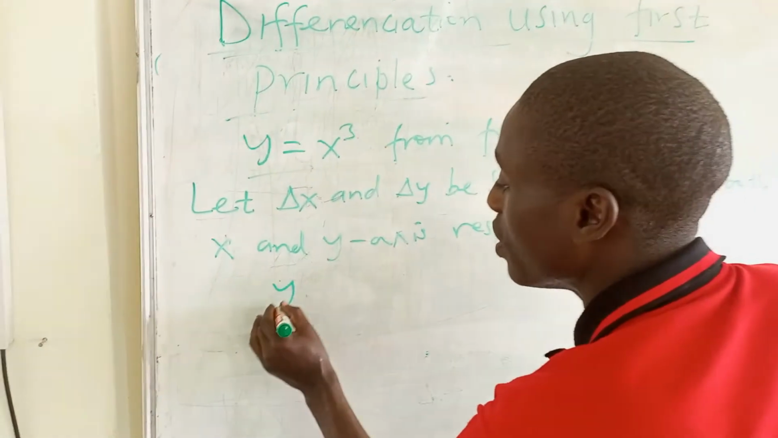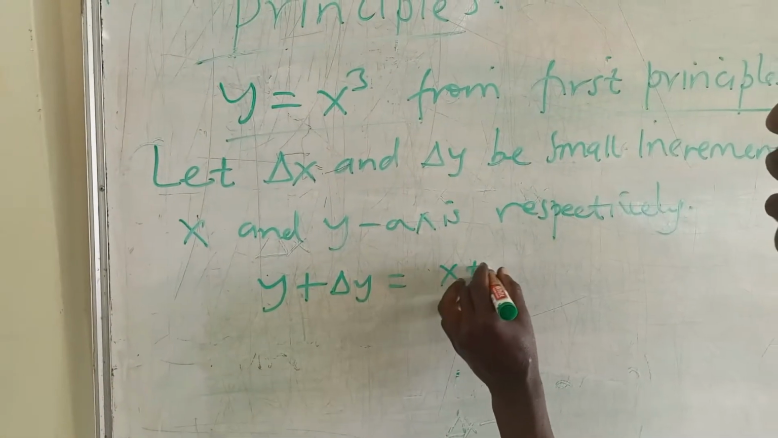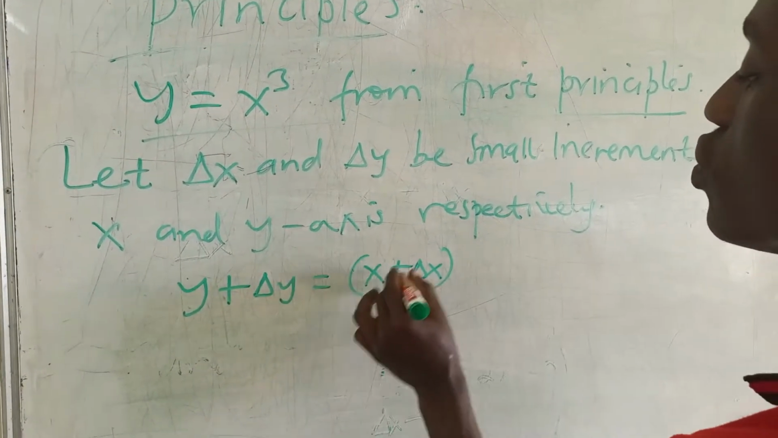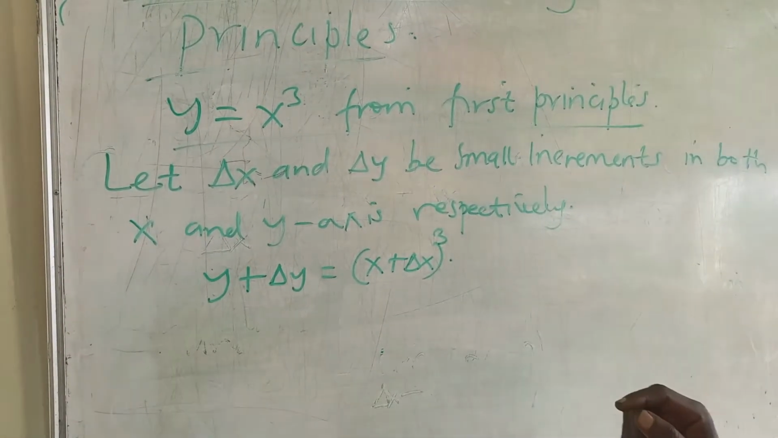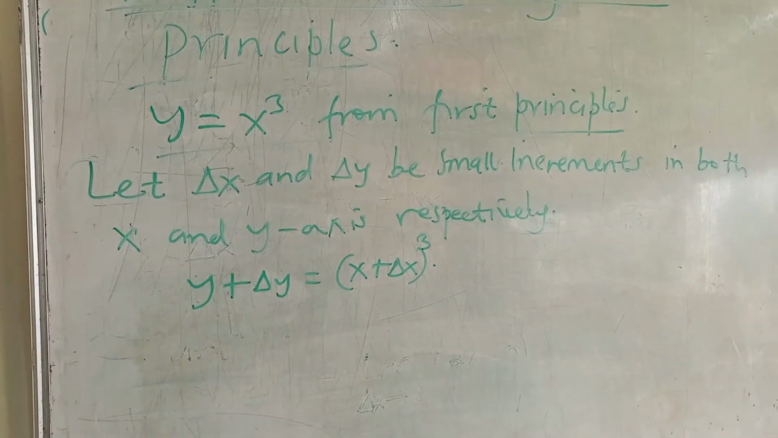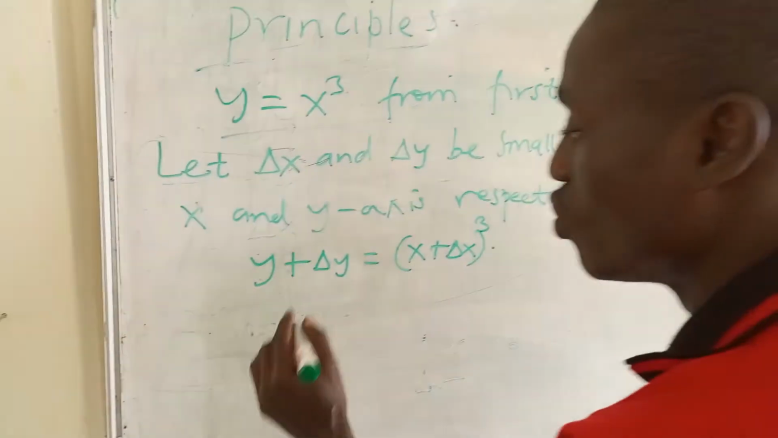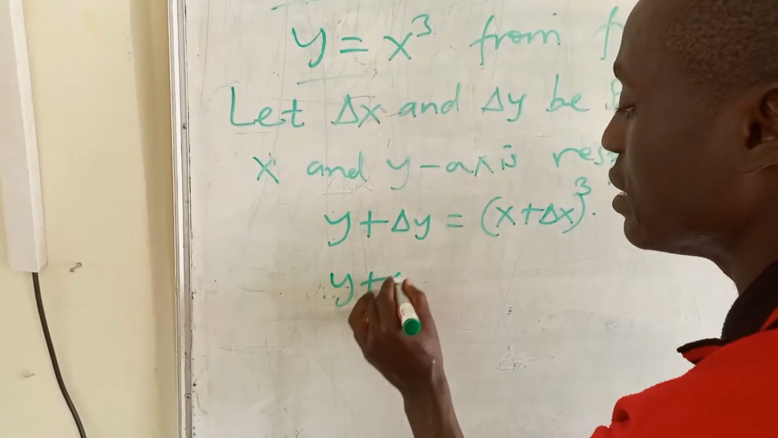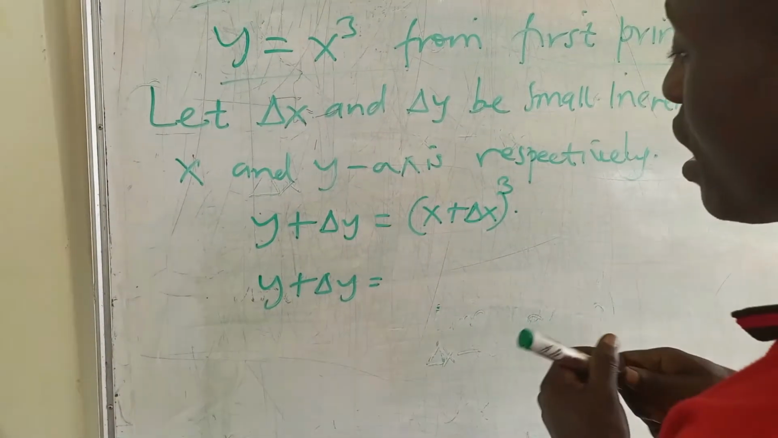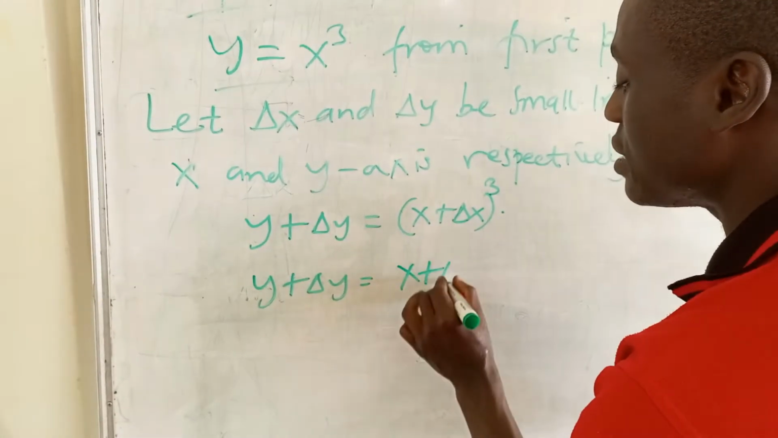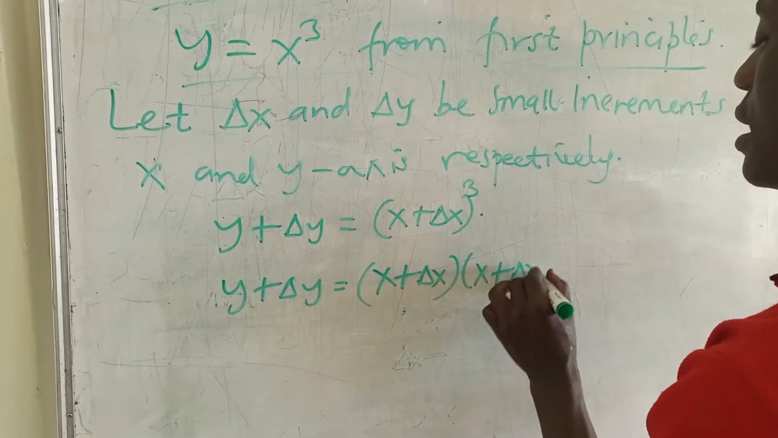Therefore, we will add this small change on y and this small change on x. So it will be y plus small change in y is equal to x plus small change in x to the power 3. Therefore, we have a task of expanding x plus change in x to the power 3. So what we have to do is simple. Say y plus change in y is equal to, you can break this using rules of indices, x plus change in x times x plus change in x by the whole of this squared.